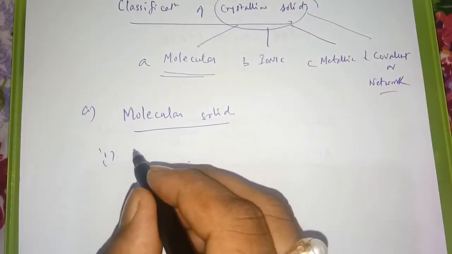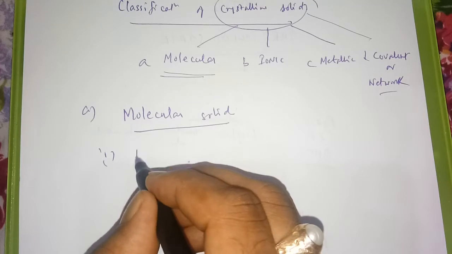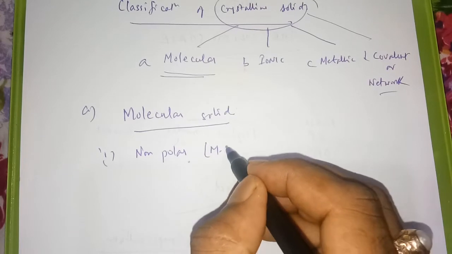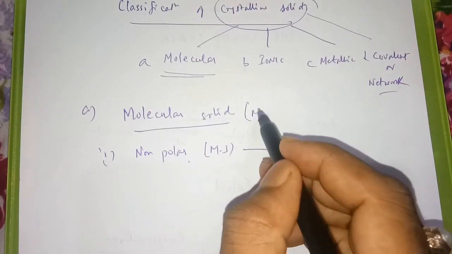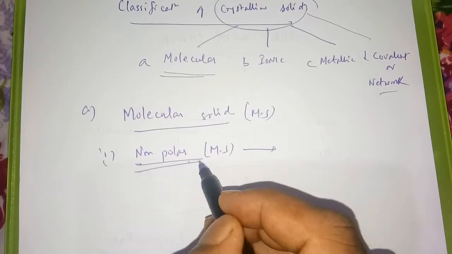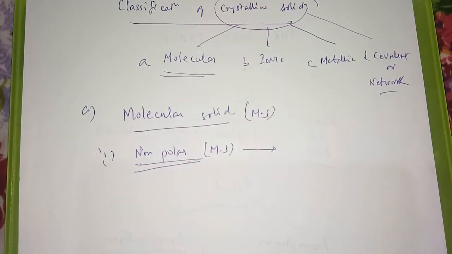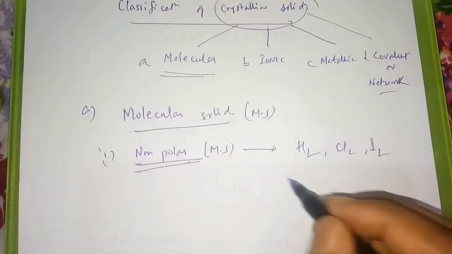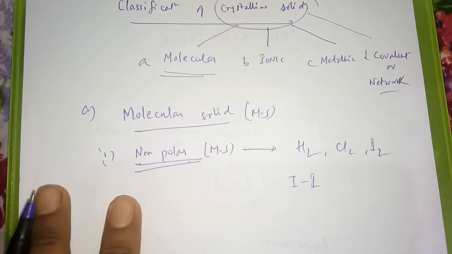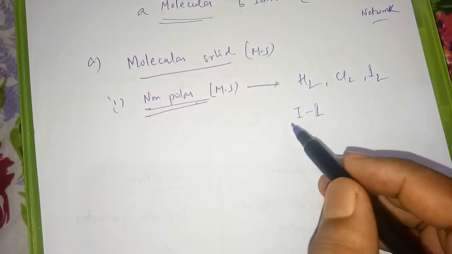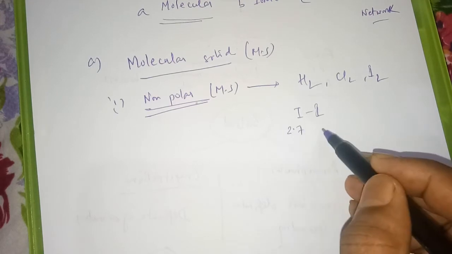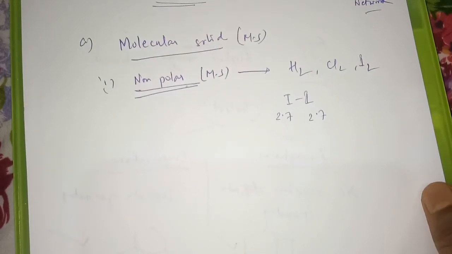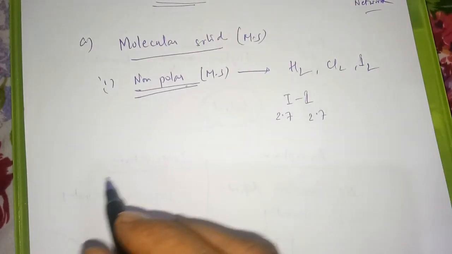Number one is non-polar molecular solid. Represent that one by MS. If a non-polar molecule becomes solid, for example H2, Cl2, I2. Now this is non-polar. Why? Because the electronegativity of this one is 2.7, this one also 2.7. So both will attract one another with the same force. So that becomes a non-polar molecular solid.